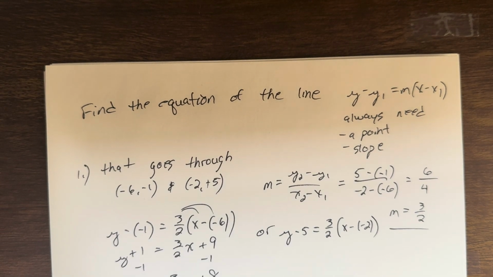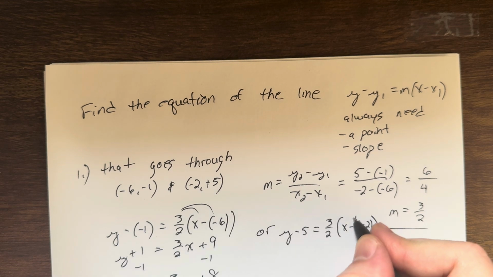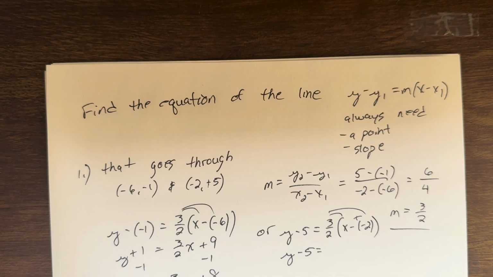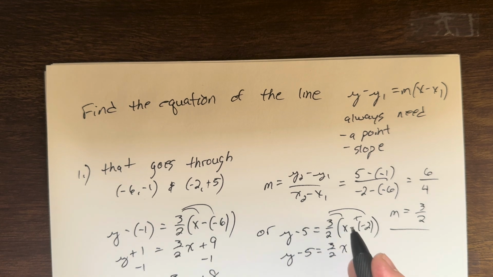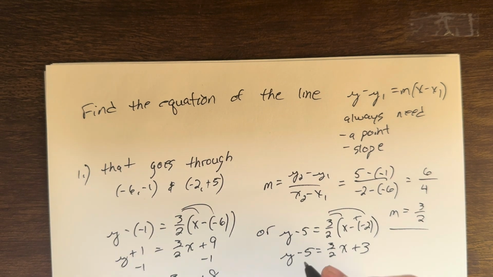Over here, exact same situation. That's already clean. Over here, that'll become a plus when I clean up those negatives. Distribute the 3 halves: y minus 5. Over here, 3 halves times x. Again, that's a plus 2. 3 over 2 times positive 2. The 2's cancel, just left with the 3.